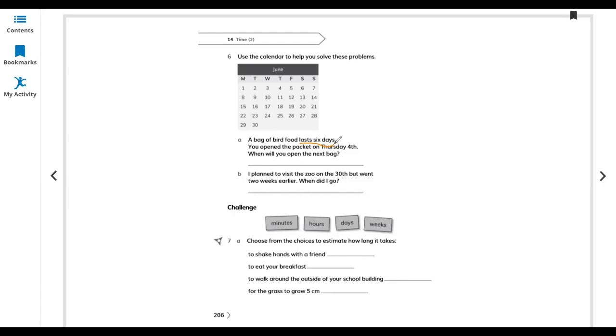So let's do it. Thursday, 4th. It means you open the first bag this day. So the next bag you will open after 6 days. So let's count it after 6. 1, 2, 3, 4, 5, 6. It means you need to open the next bag on 10th of June, or you can say on Wednesday. So we write 10th June.